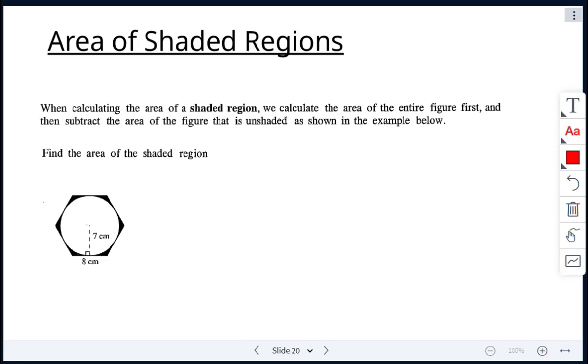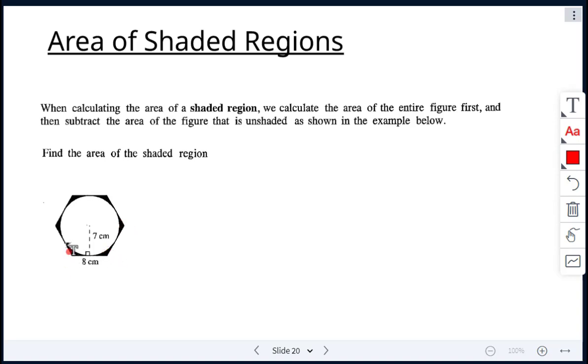Okay, so today's class we are looking at area of shaded regions. When we're calculating the area of the shaded regions, it's the shaded parts of the figure. What we're going to do is calculate the area of the entire figure first, and then we subtract out the area of the figure that is unshaded.